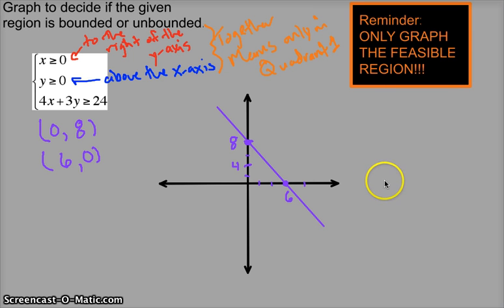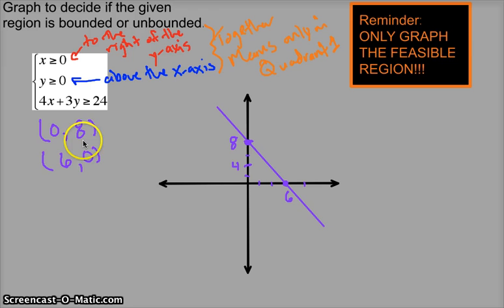Alright, I've got everything worked out except for the shaded portion on this one. The first thing to realize is x is greater than 0 is just anywhere to the right of the y-axis. Y is greater than or equal to 0 is anywhere above the x-axis. So together, that means that we're up in quadrant 1, so we're somewhere up here. So now the only real question is, am I shaded above the purple line or below it?